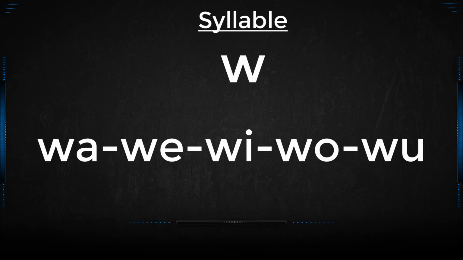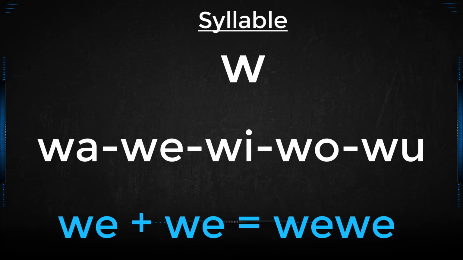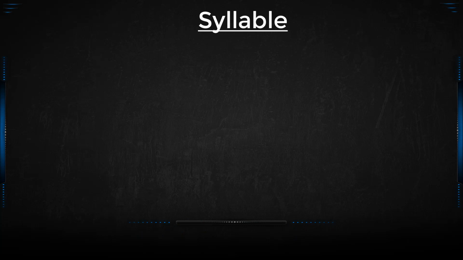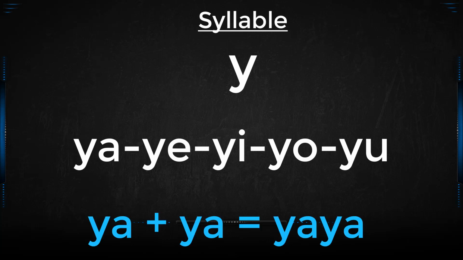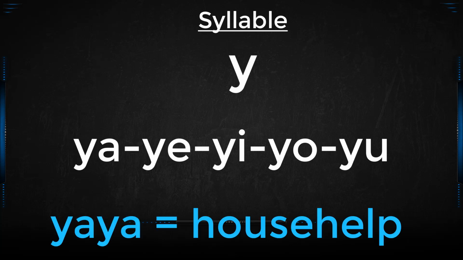And our next letter is W. So W-A is wa, we, wi, wo, wu. In this case, we can form words like we plus we, which forms wewe. Wewe means you. Again, we don't have the letter X in Swahili, so we go to Y. Y plus A is ya. So we have ya, ye, yi, yo, yu. If we take ya plus ya, it forms the word yaya. Yaya means the house help.